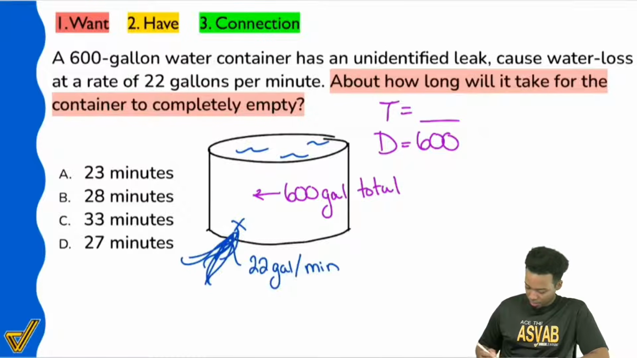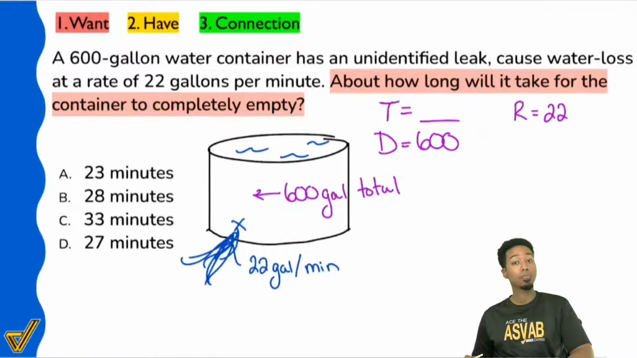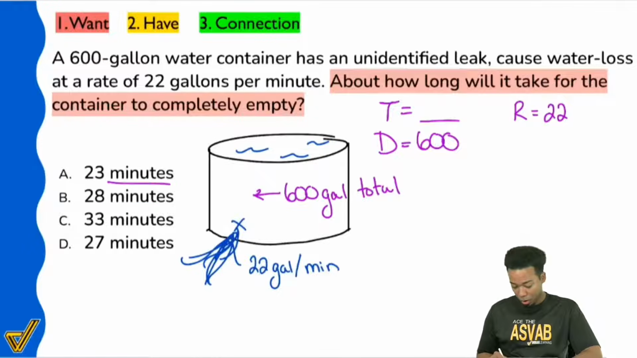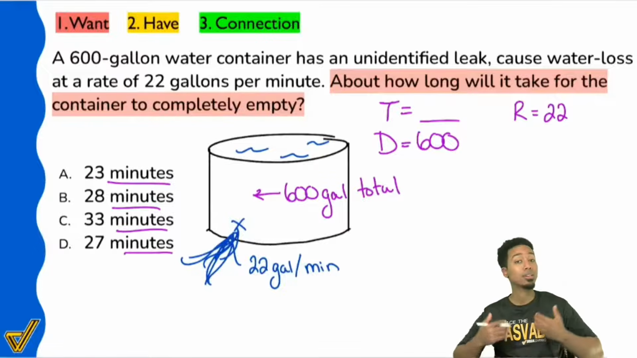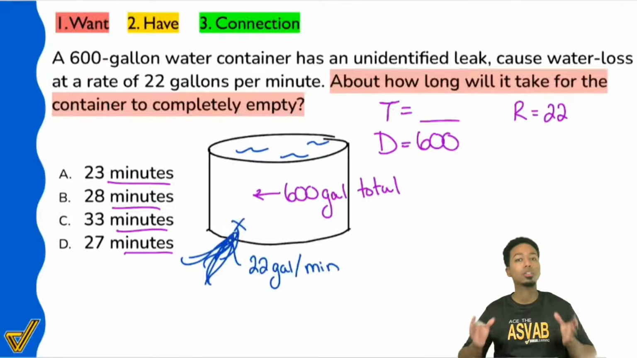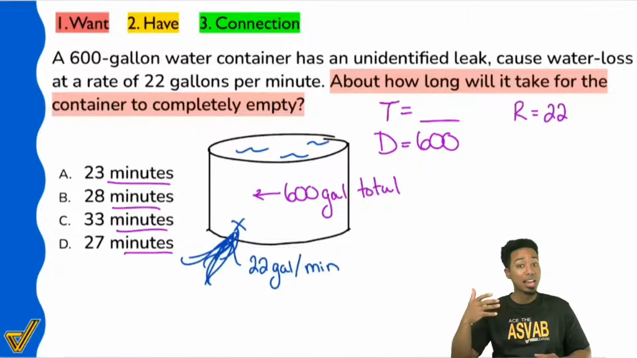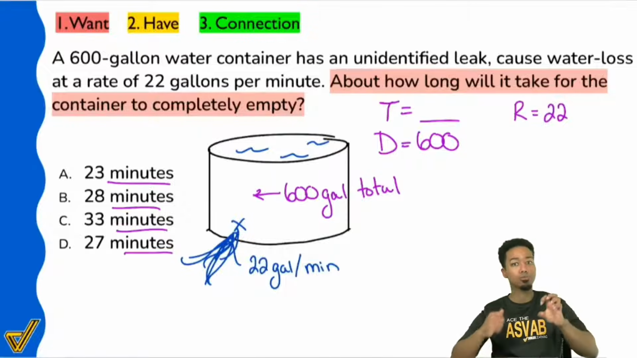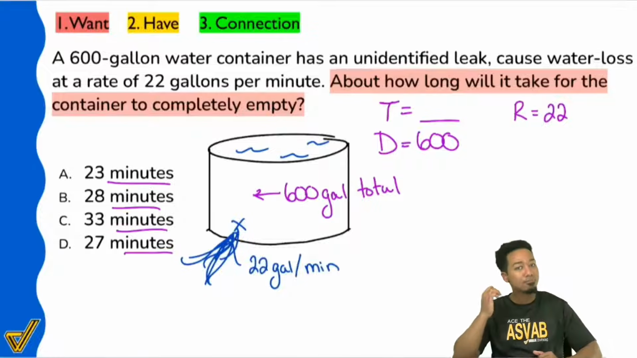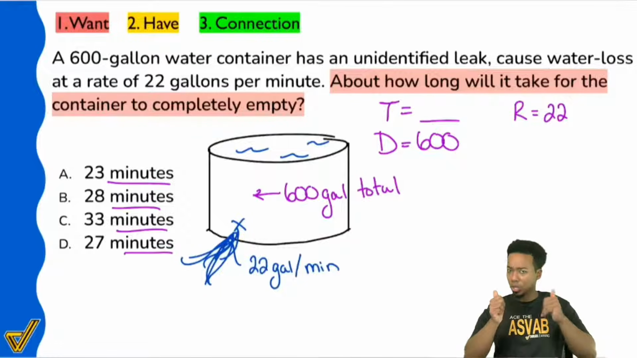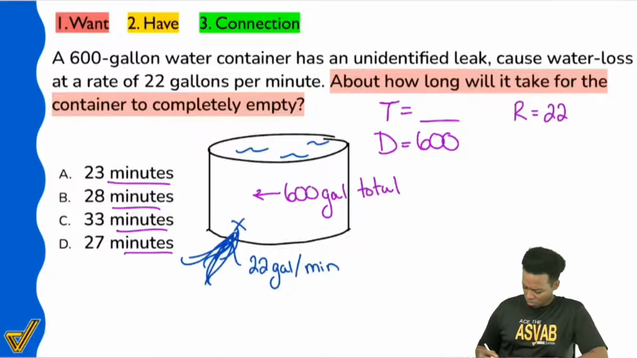And then we'll have a rate that is 22 gallons per minute. Now, you see that the answers are all in minutes as well. So that tells me that, hey, we're good to go, because my distance, my rate, and my time all match up. Again, my distance is in gallons, my rate is gallons per minute, and my time is minutes. So things match up. We're good. So that's it. We're going to set this up and we're done.